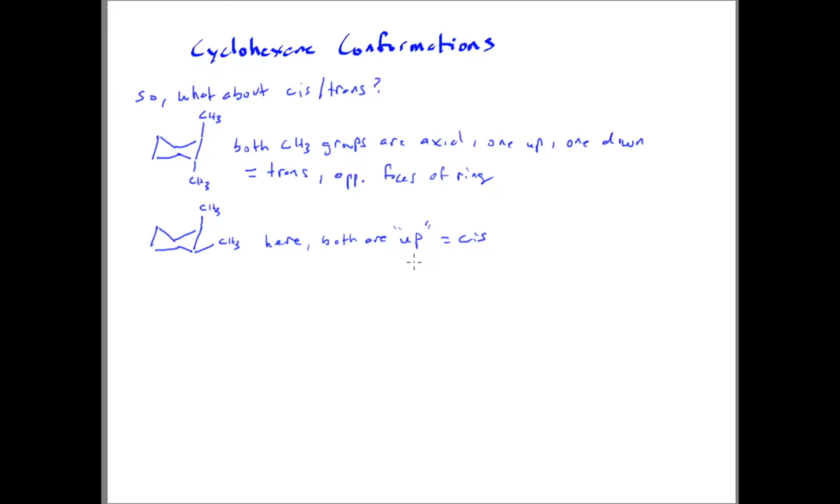So the idea is if you have something that is 1-2 substituted, you then have one that is cis, or one that is axial and one that is equatorial. That gives you the cis conformation. We refer to this as 1-2 cis.